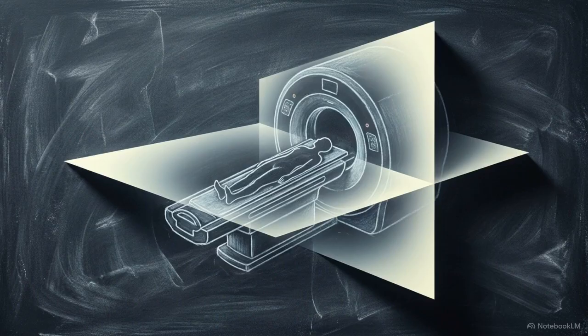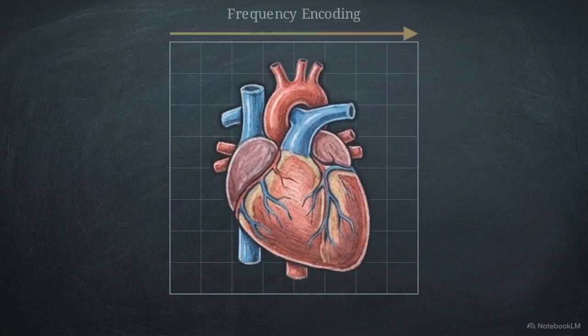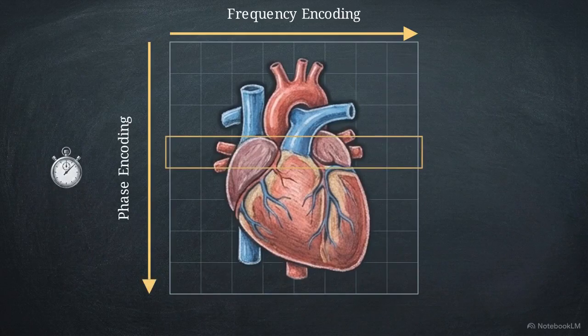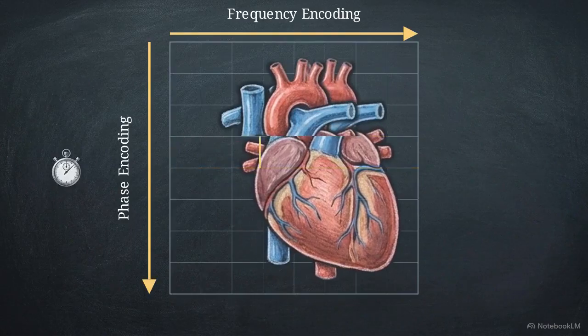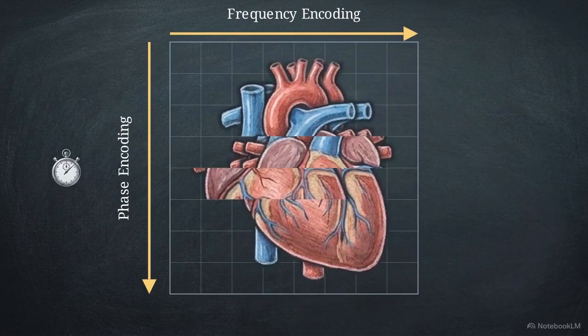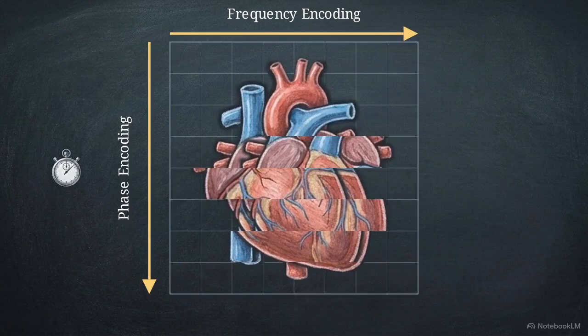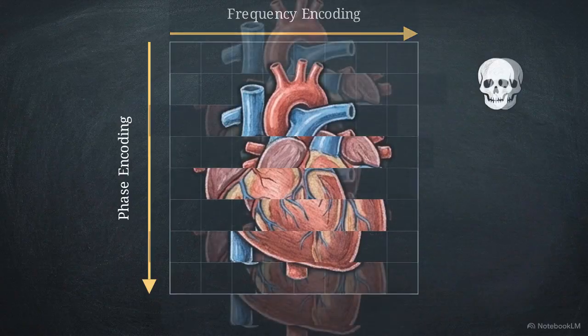The timeline of data acquisition here exposes the scanner's greatest structural vulnerability. Look at how this field of view grid is filled. Frequency encoding, the rapid horizontal sweep, happens in milliseconds, fast enough to effectively freeze motion. But phase encoding, the vertical step down, requires multiple repetition times to complete. Introduce cardiac motion or respiration into this equation, and the timing disparity becomes obvious. The anatomy shifts position between the slow vertical phase steps, permanently corrupting the alignment of the collected data.